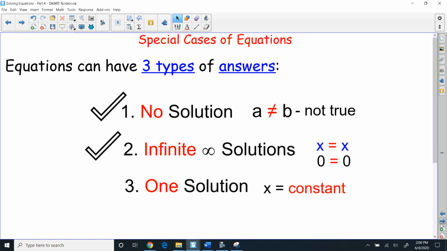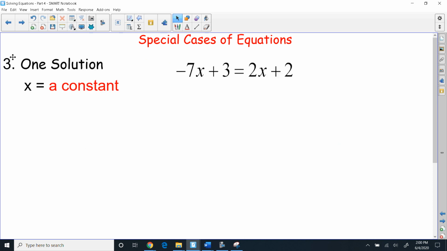All right, our third and last case is the one solution, x equals some type of constant. I saved that one for last because we're used to solving those types of equations. So this should be nothing new to you. So again, for the third one solution where x is equal to some constant. So this is our third and special case, and you're used to this. So we have negative 7x plus 3 equals 2x plus 2.